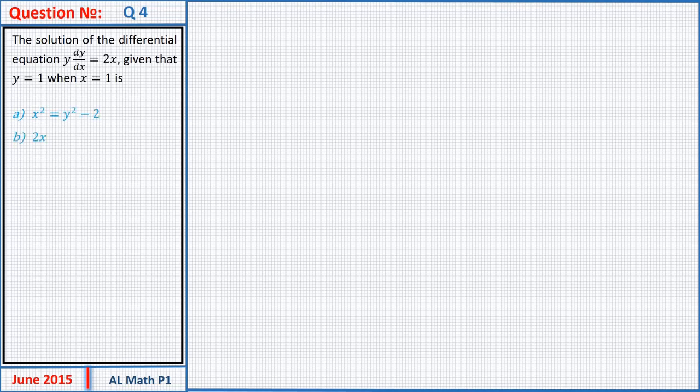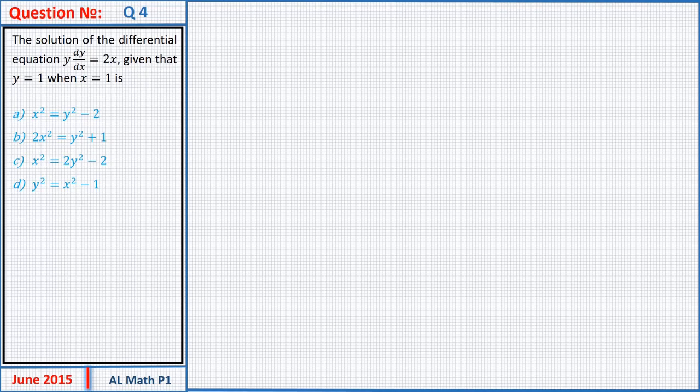Question 4. Question 4 says that the solution of the differential equation dy/dx equals 2x, given that y equals 1 when x equals 1, is. So here they're asking us for what? They're asking us for the solution of the differential equation, which means they're asking us to come out with an equation of the form maybe y equals something.